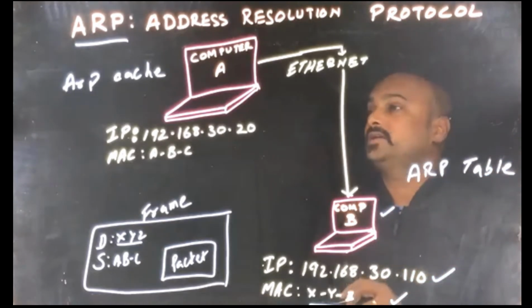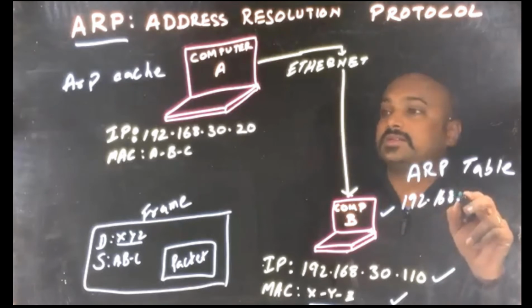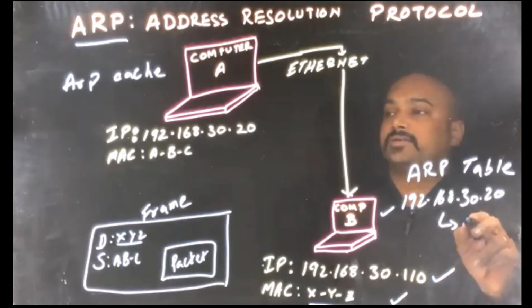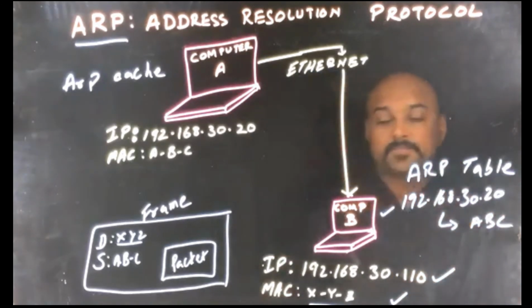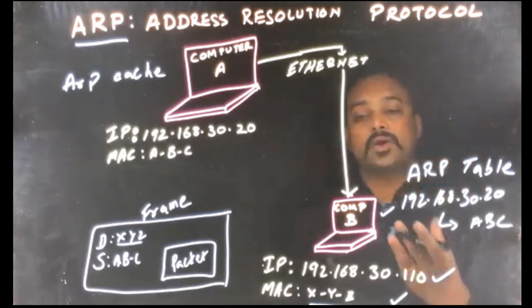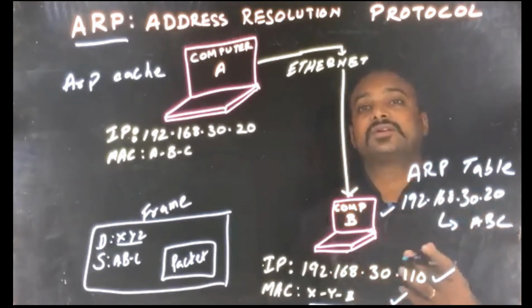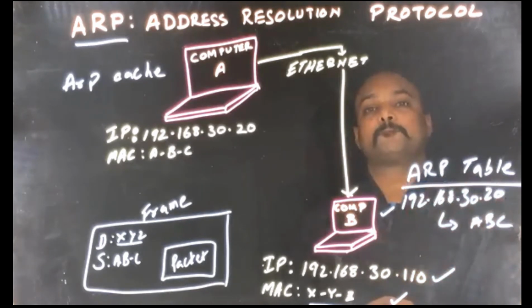So computer B knows that the IP address 192.168.30.20 has the MAC address of ABC and vice versa. That way, next time when device B has to talk to device A, it really doesn't have to broadcast. It will just look into its ARP table.